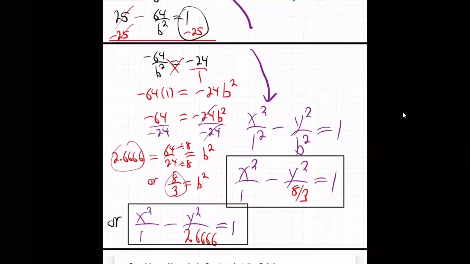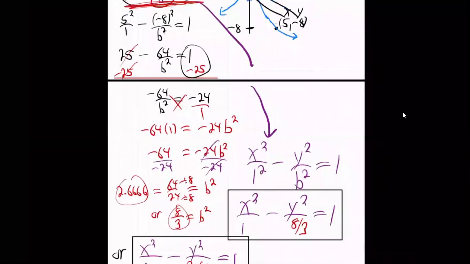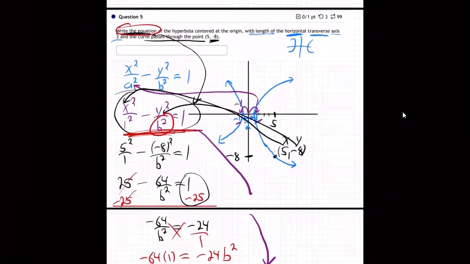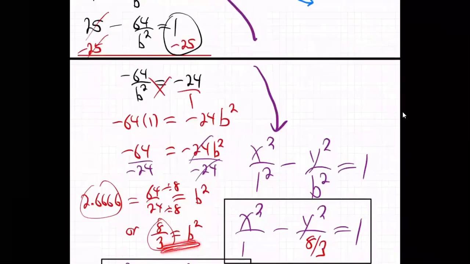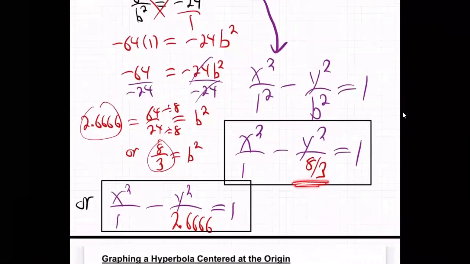What did we do? We found the equation of the hyperbola that does what they're saying, right? What did they say? They said, write the equation of the hyperbola, centered at the origin, length of horizontal transverse axis 2. So that's how we knew this was 2 wide, 1 to the right, 1 to the left. So that's 1 squared underneath x, because right, left is underneath x. Didn't know what's underneath y, had to find that, plugged in the point 5, -8, 5 for x, -8 for y. Came down here, solve for b squared, 8/3 or 2.6666. Plug that in, 8/3 or 2.6666 underneath y, and you've got the equation. There we go.